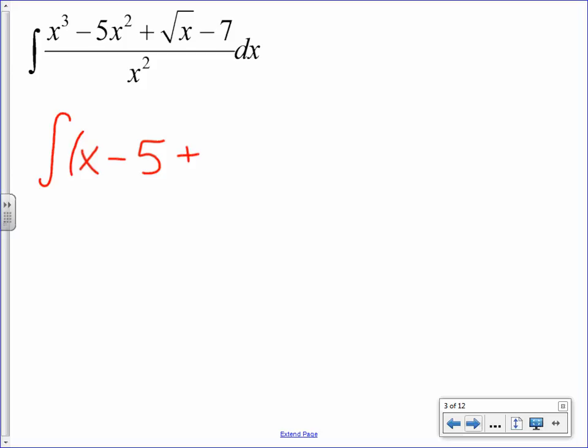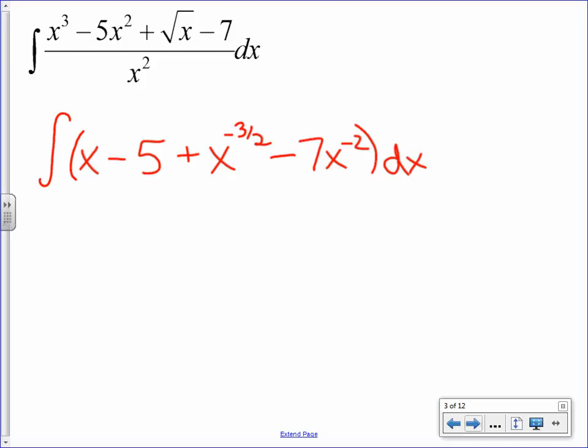That's x to the negative 3/2. And then 7 over x squared we're going to write as 7x to the negative second. So now we have x to a power or a constant for each one of our terms.